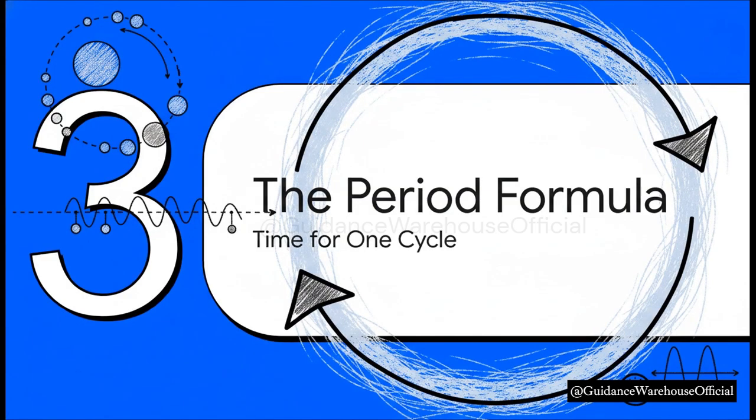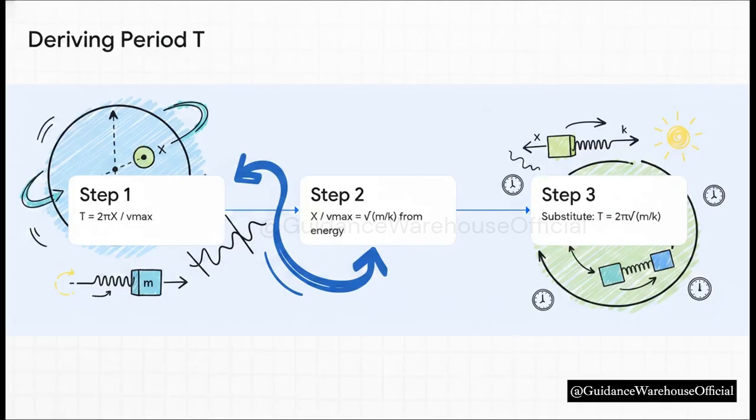Section 3, the period formula. Let's see how this ties into finding the exact time of one full cycle. Okay, we can determine the period for any simple harmonic oscillator using this exact circular connection. Step 1, the period, capital T, is basically the circumference of the circle, 2 pi capital X, divided by the maximum velocity. Moving to step 2, pulling from our knowledge of energy conservation in springs, we know that capital X over V max equals the square root of mass m divided by the spring constant k.